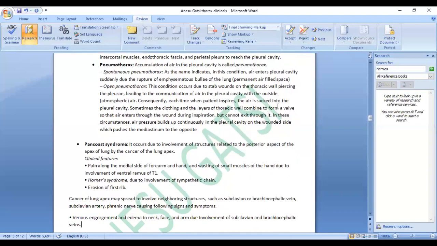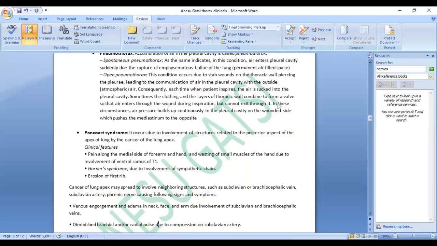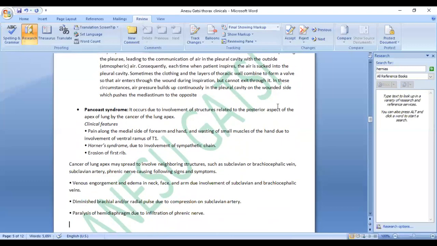So cancer of the apex may also spread to neighboring structures such as the subclavian or brachiocephalic vein, the subclavian artery, and the phrenic nerve, and it has symptoms that correlate with the ones that we talked about earlier on, one of them being paralysis of the hemidiaphragm if you infiltrate the phrenic nerve. We may have a diminished brachial or radial pulse due to compression of the subclavian artery. So you have ischemic syndromes that are going to be experienced in your upper limb.